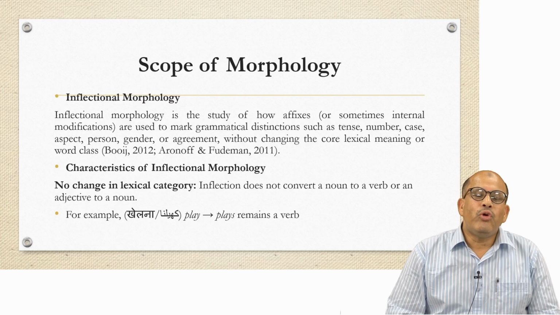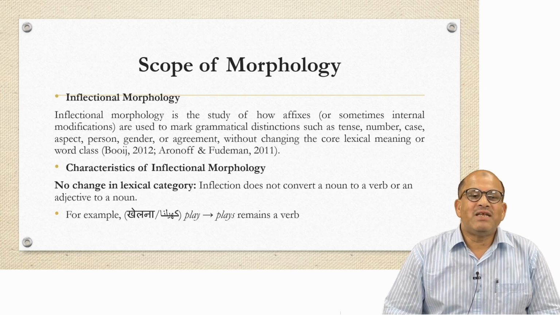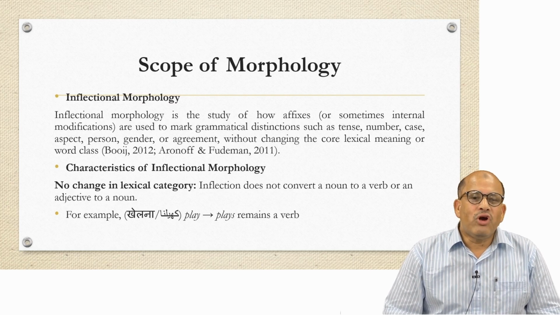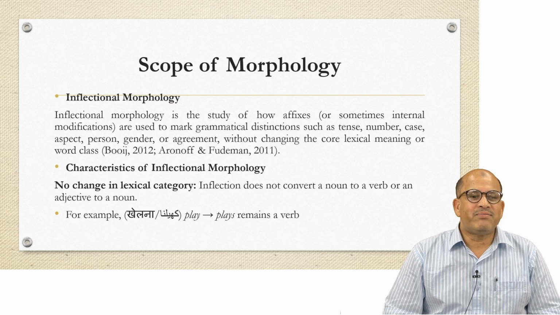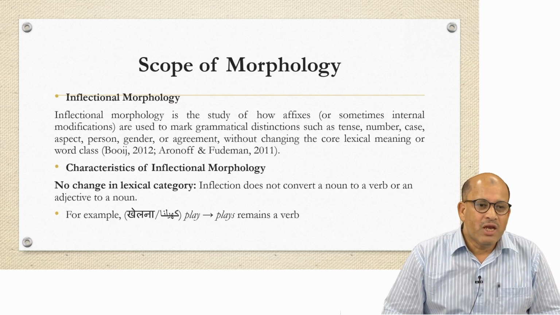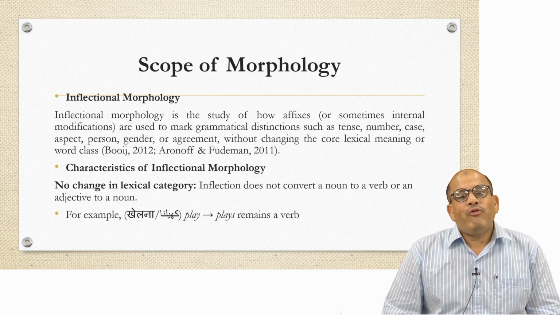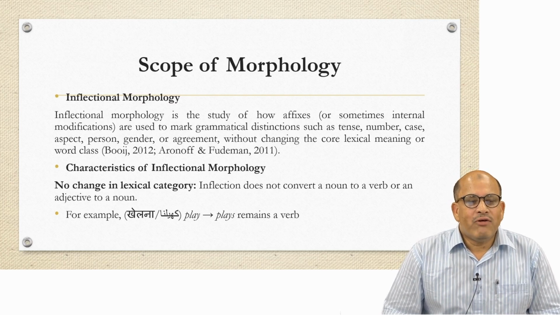So we know the scope of morphology. In inflectional morphology, we do not change the grammatical category, but we do mark grammatical distinctions such as tense, number, case, aspect, person, gender, or agreement without changing the core lexical meaning or word class. So now we can look at the characteristics of inflectional morphology. No change in lexical category.